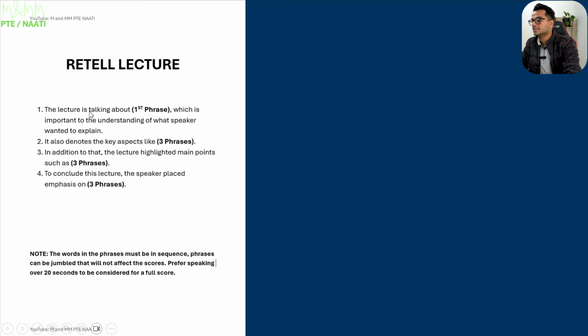Now, 4 sentences. The lecture is talking about your first phrase from the audio, which is important to the understanding of what the speaker wanted to explain. It's all template. It also denotes the key aspects, like you have to put 3 phrases over here. Each phrase having at least 3 words if you are aiming for 79 or above, and each phrase having minimum 2 words or more if you are aiming for 65. In addition to that, the lecture highlighted main points such as another 3 different phrases.